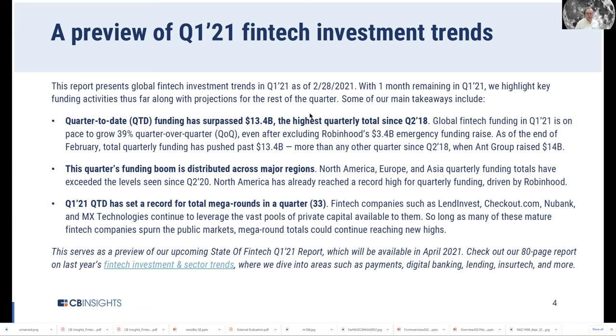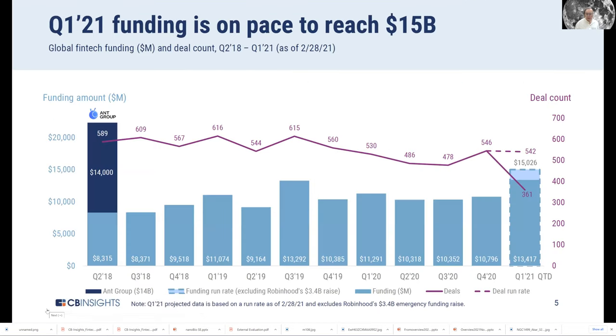And there are some details here. And this shows from Q2 18 to Q1 21. Q1 21 is only the one to date so far, because the quarter presumably ends at the end of March. And the curve is the number of deals, which is actually currently 361 through the end of February, projected to go to 542 by the end of March. So that number of deals is actually pretty constant. And the funding amount is going up because they're going into larger deals.